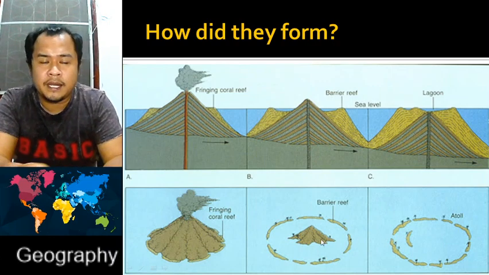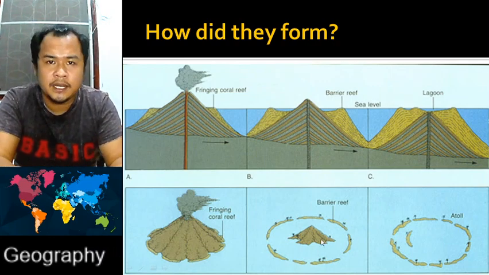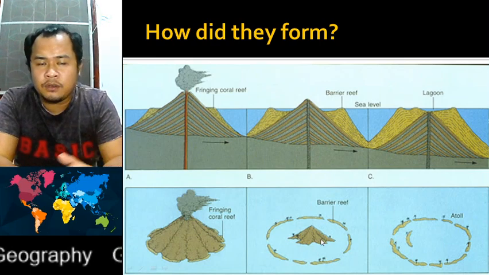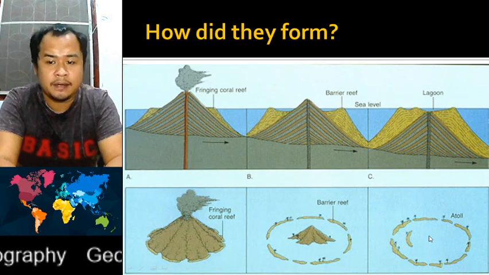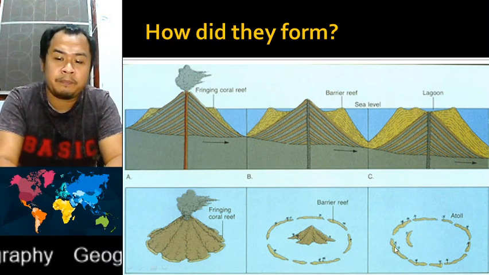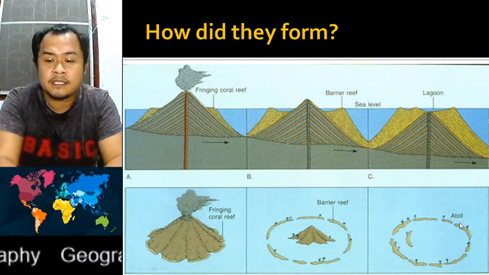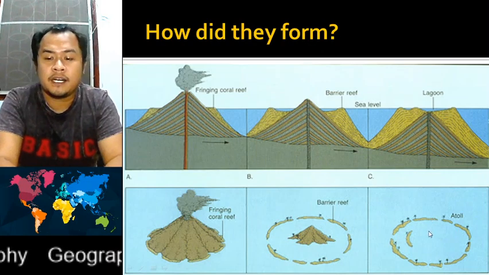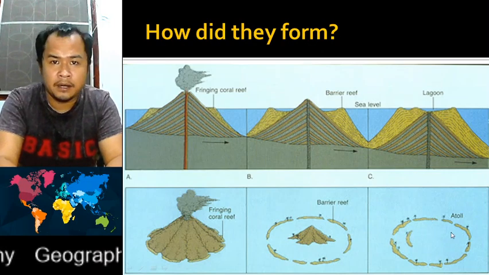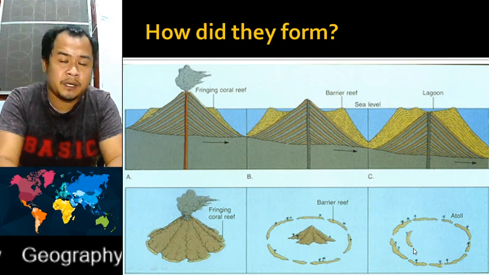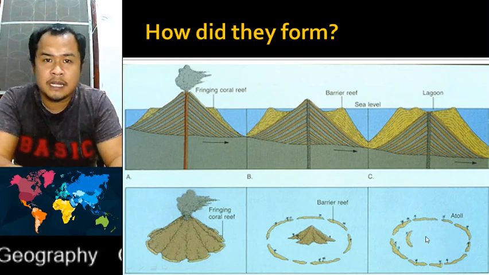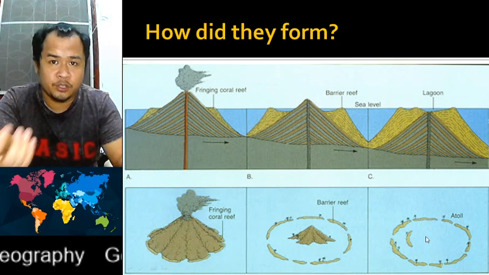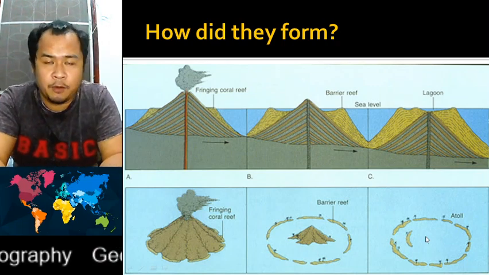And the last one, as it continues to disintegrate and erode and move downwards, the island is now gone, but the reef still remains, giving us a circular pattern, or a hollow in between, which is what we call an atoll. I hope you're still following, guys.